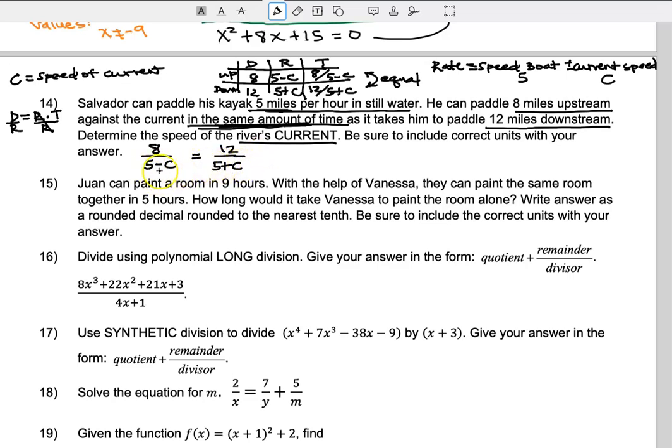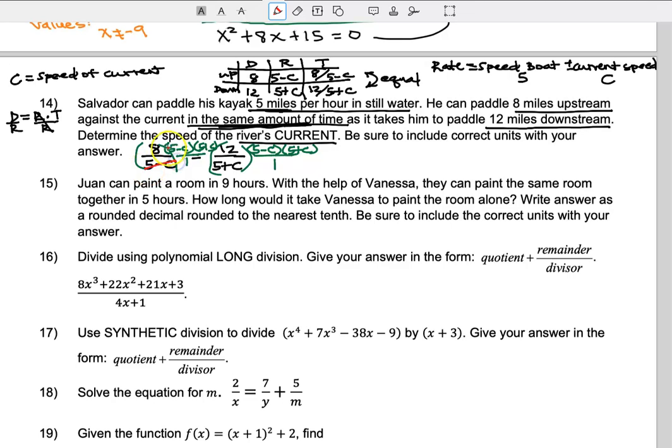And now, just like when we're solving rational equations, we've got to kill off the denominators by multiplying by the LCD. And the LCD has to be made up of both things that are in the denominator. So on this one, I'm going to multiply by 5 minus c, 5 plus c. And then this side as well. That one's being multiplied there, and this one's being multiplied by 5 minus c times 5 plus c, so that we can kill off those denominators.